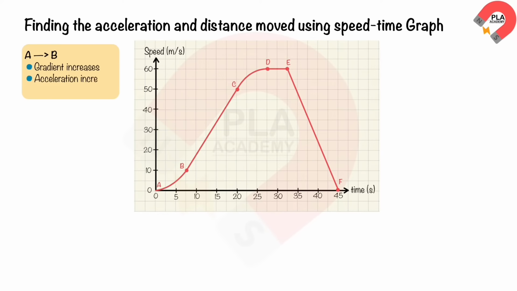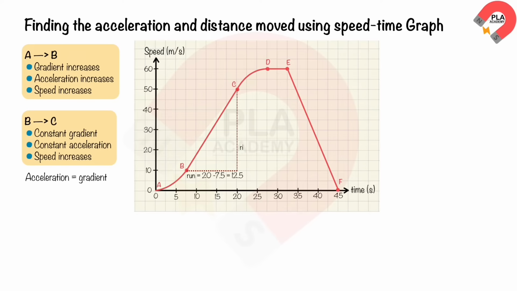We can find the constant acceleration by the gradient of graph. We draw a right triangle. Here is change in x, or run, equal to 20 minus 7.5, which is 12.5. Here is change in y, or rise, equal to 50 minus 10, which is 40. Since the acceleration is equal to 40 divided by 12.5, which is 3.2 meters per second squared.